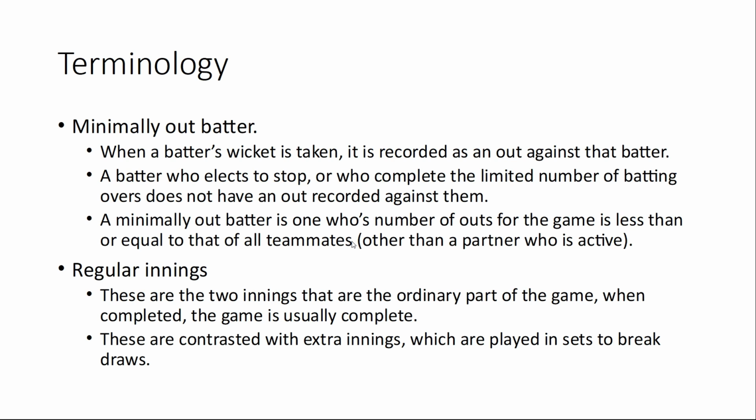So if all batters have been out once, then they're all minimally out. If some have been out twice and some have been out once, then the ones that have been out once are minimally out. If some are out 0 and some are out once, then the ones that are out 0 are minimally out. If you stop or you complete that, that's not an out, so that's important, right? So if you bat your full 8 overs, then you're not out, and so you still may be minimally out because of that.